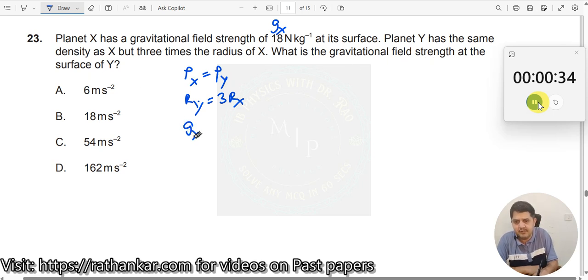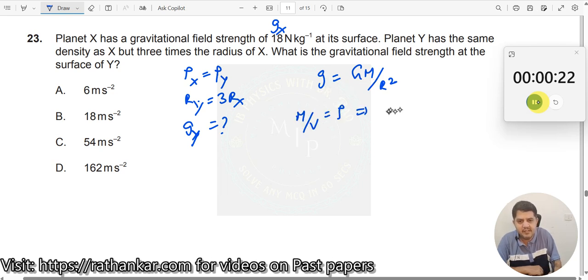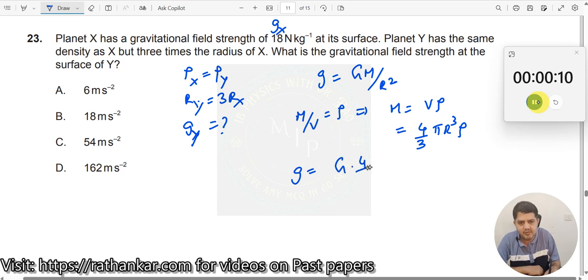What is Gy? Gy, that's what's been asked. Now we know g is equal to GM divided by R square. But since mass can be related to density as mass by volume equal to density, our mass should be equal to volume times density. What is volume? For a sphere it should be 4 by 3 pi r cube into rho. Let me substitute it over here. I get g is equal to G into mass, which is volume 4 by 3 pi r cube into rho, divided by r square.